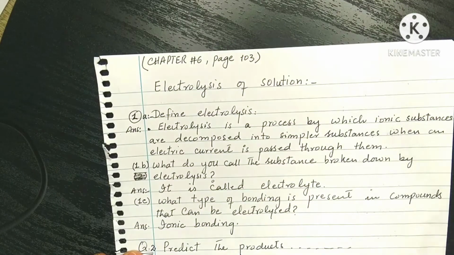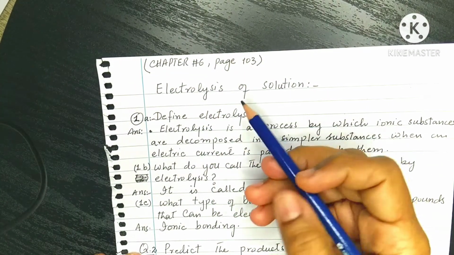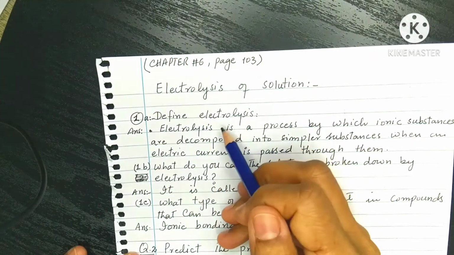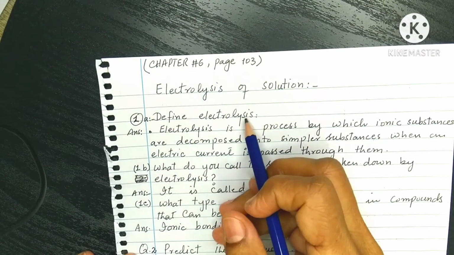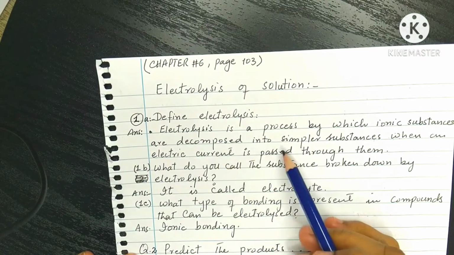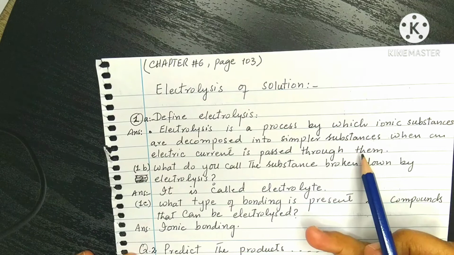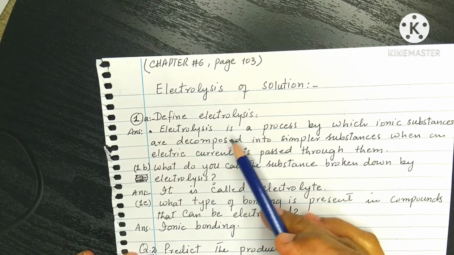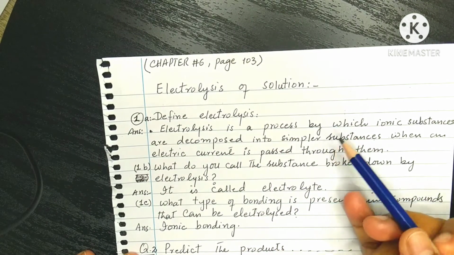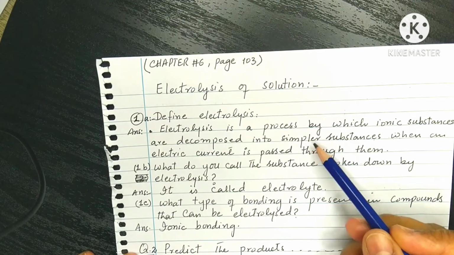Now there are some questions related to the electrolysis of the solution. First of all, define electrolysis. Electrolysis is the process by which ionic substances are decomposed into simpler substances when an electric current is passed through them. It means electrolysis is the process that goes on only when electric current is passed through the molten solution or aqueous solution of an electrolyte.